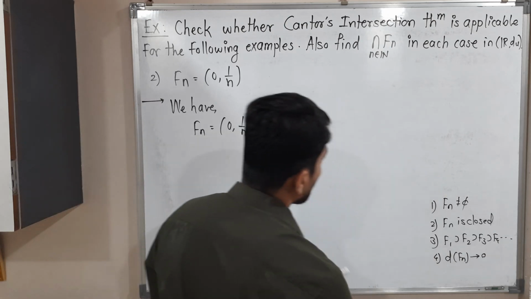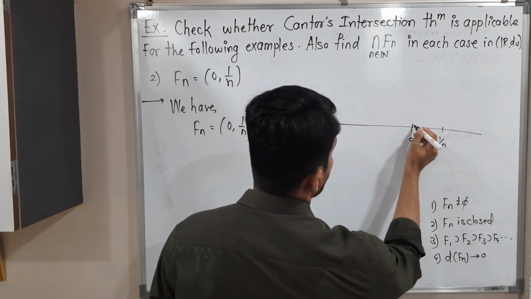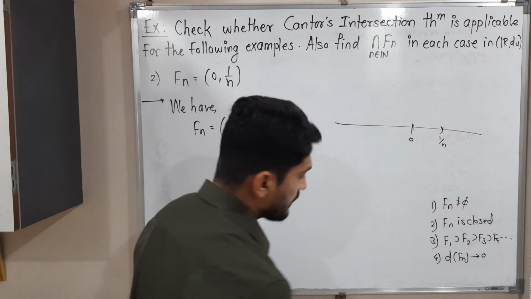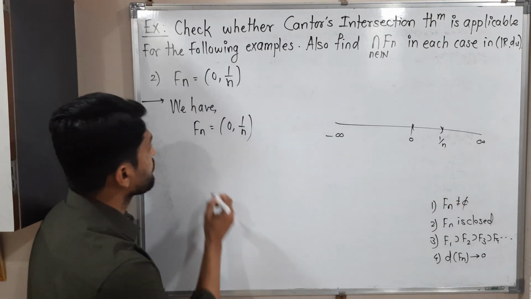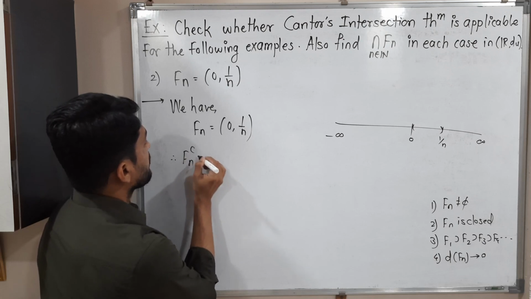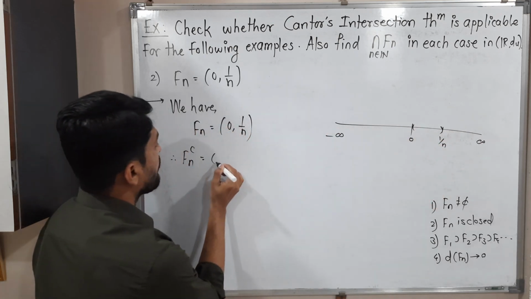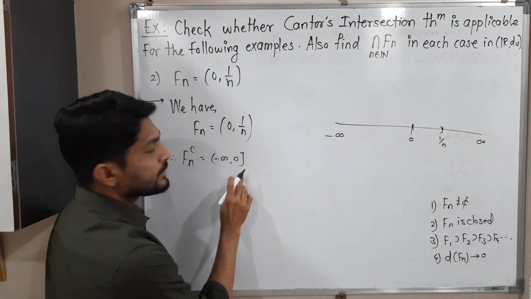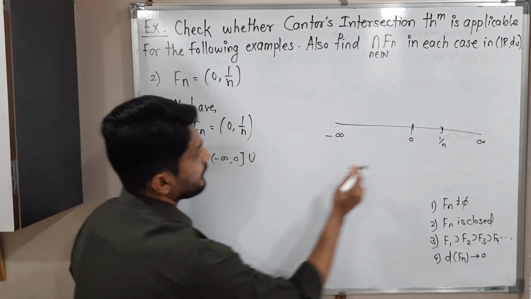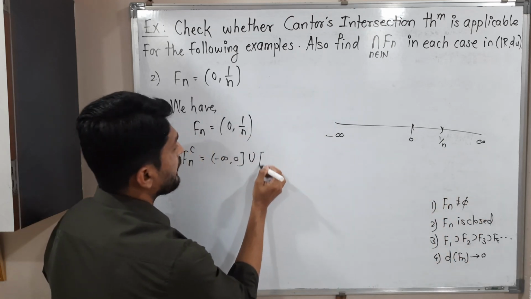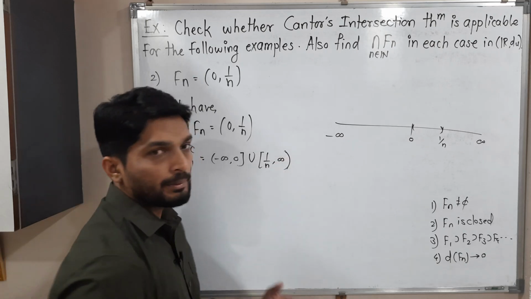Let me show the diagram. In the middle we have 0, here suppose 1 by n, right? So this open interval we have. Here we have minus infinity, on that side we have infinity. So what will be its complement? Tell me. Its complement is, we have to remove this part only from the real line. So we will have minus infinity to 0, closed at 0, since 0 is not included in this set, so we should cover it. Union, on that side, starting at 1 by n, closed, open at infinity. So this is the complement of Fn.